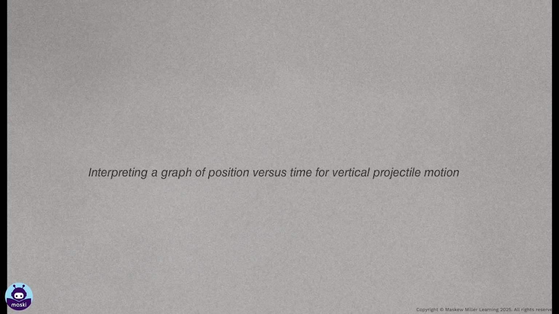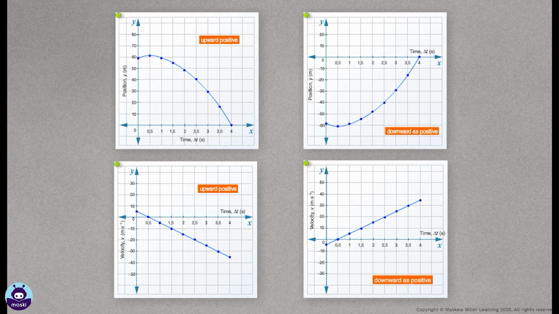Interpreting a graph of position versus time for vertical projectile motion. Let us interpret the graph of position versus time for a vertical projectile and determine the equations of motion. We shall also find the initial velocity, maximum height, etc.